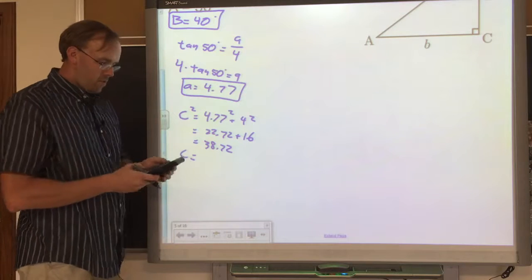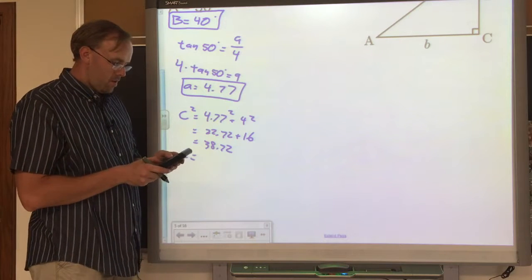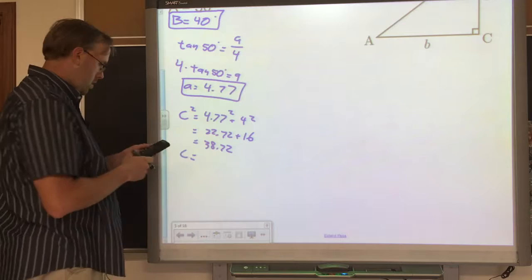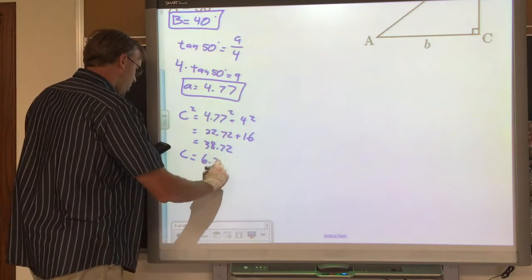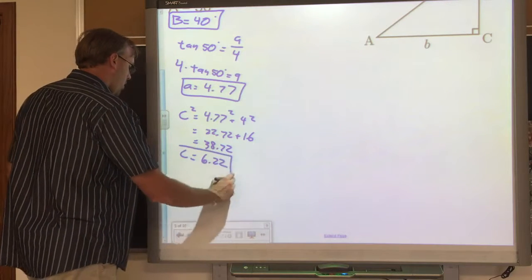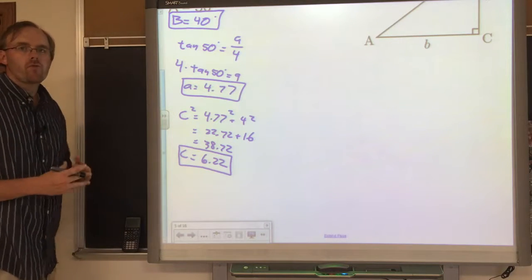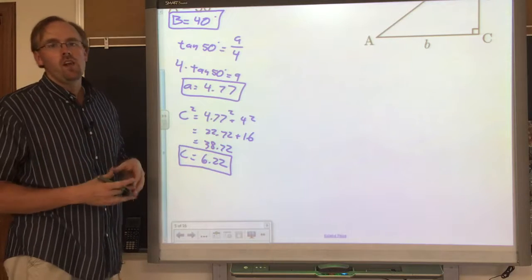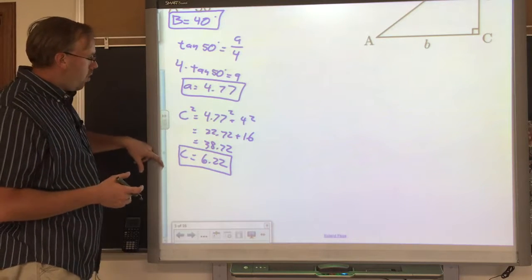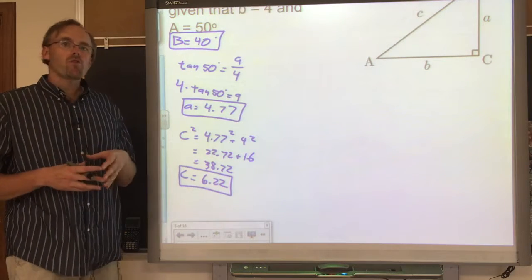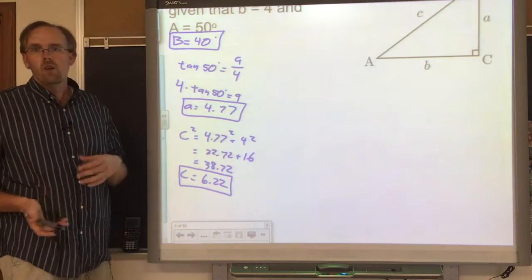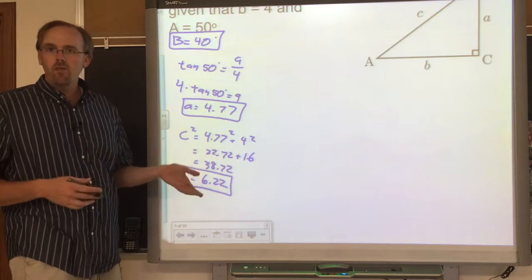So now we take the square root of that, and we get 6.22 as the length of our hypotenuse. And now we have solved this right triangle. We have found all the unknown information. And in all these right triangle problems, there's always going to be 3 things that are unknown. 3 things will be known. One of them is the right angle.